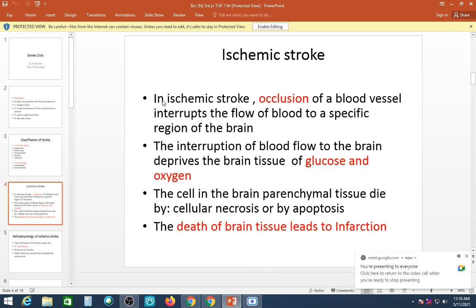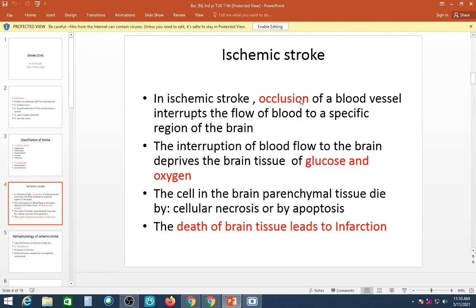What does it mean? In ischemic strokes, there is occlusion of a blood vessel that interrupts the blood flow of the brain in a specific region. So the disease of stroke is vascular, so something is wrong with the blood vessel. In ischemic stroke, what happens? The blood vessel is blocked. Like a pipe getting blocked, the blood vessel is blocked. So there is occlusion of the blood vessel.